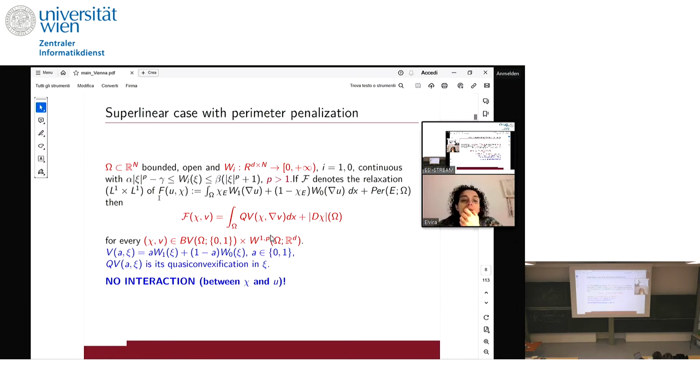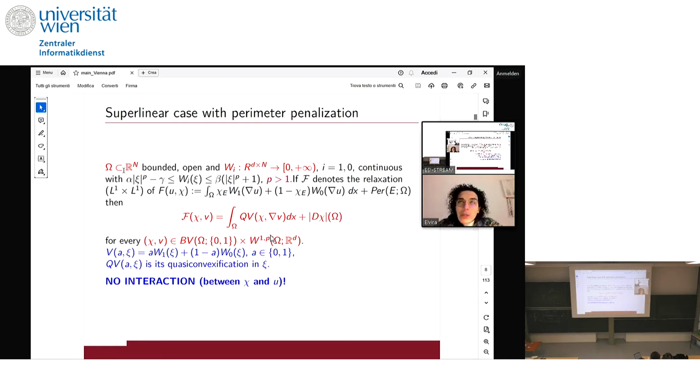Well, with this notation, the idea is that I want to relax the functional here in black with respect to the L1 topology. But I'm assuming that I have two different bulk densities, W1 and W0, both with the same P growth, with P strictly bigger than 1.